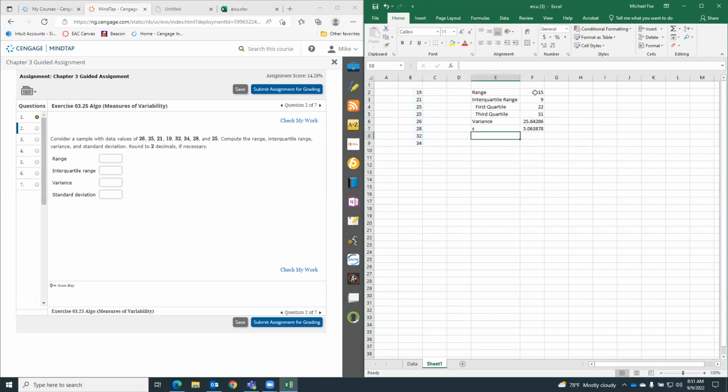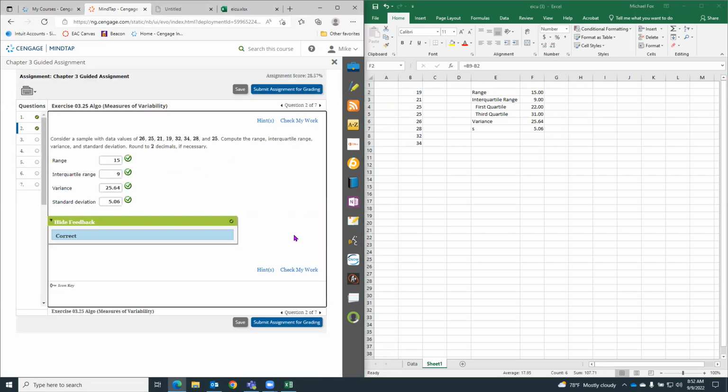There we go. This wants our answers in 2 decimals. So I'm gonna use the little decrease decimal button here. And if the decimals are just 0, 0, you don't have to put them. Cengage will accept them, like this 15.9 for our interquartile range, a variance of 25.64, and our standard deviation of 5.06. There we go. We got all of them.